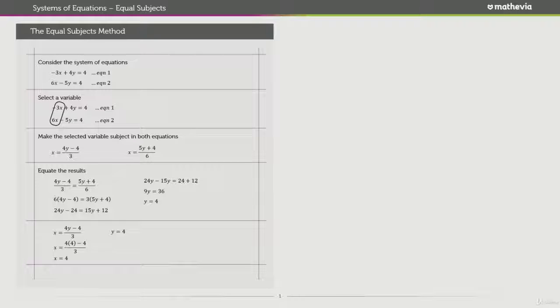Very simple. Select a variable, make the variable the subject in both equations, equate the results, and then substitute back into either of the equations, and you should get your answers for your two variables.